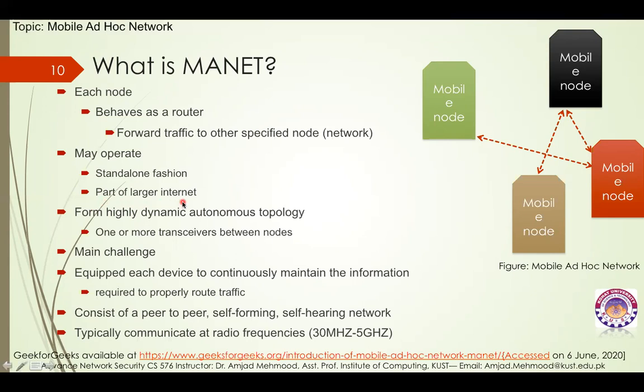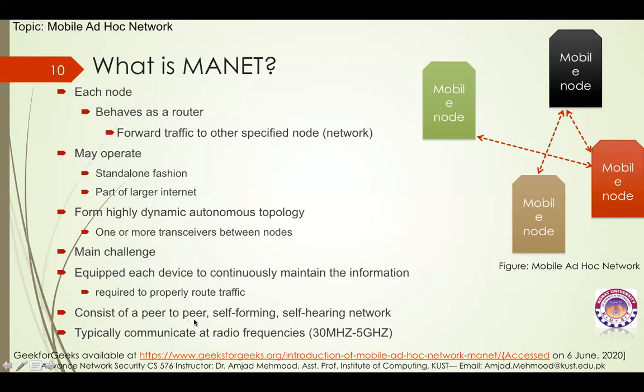Part of a larger internet, forming a highly dynamic autonomous topology. One or more transceivers between the nodes, because sending and receiving both are done by each device. So a transceiver means a sending and receiving device. The main challenge of MANET is to equip each device to continuously maintain the information required to properly route the traffic, because each node has to perform the job of the router. And how does a router work? A router maintains the information of all the routes. So there should be a mechanism for each node to maintain the information of its neighbors, so that using that information, the node can send information to the next node.